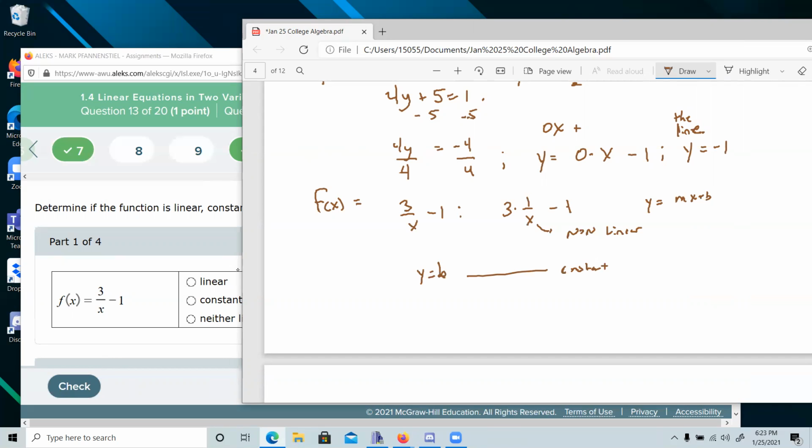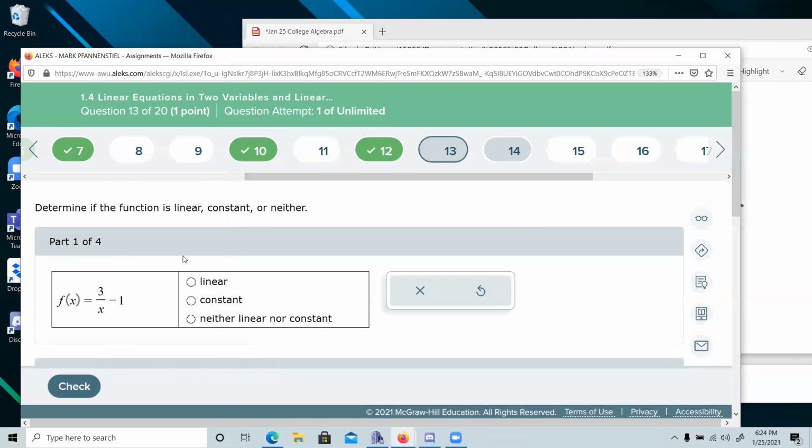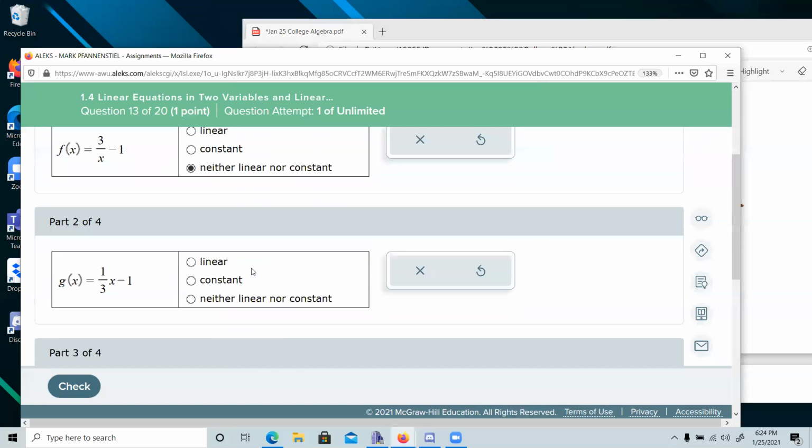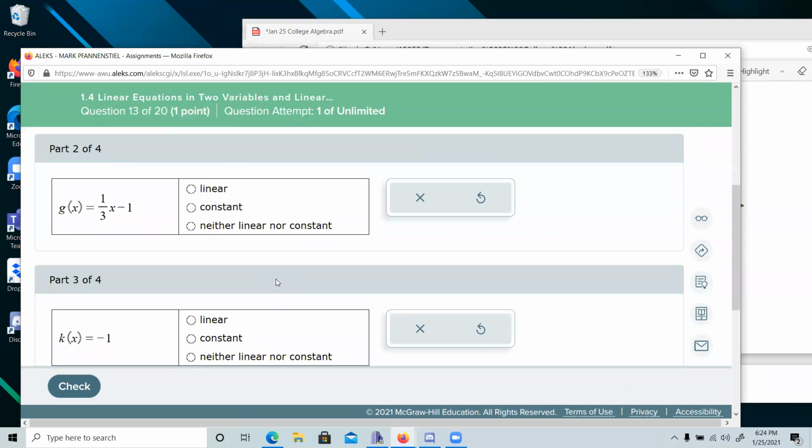Linear means it looks like this. Anything that isn't either this shape for constant or this one for linear is neither one or the other. Okay, we just don't have to worry about that. So it's not linear or constant. Okay, g of x, right? This is y equals mx plus b. Even though it's a fraction, that's okay. The x is the thing that you're looking for, right? So this one is going to be linear.